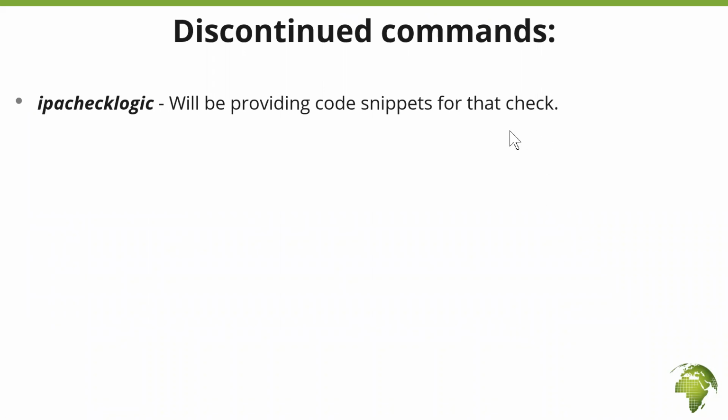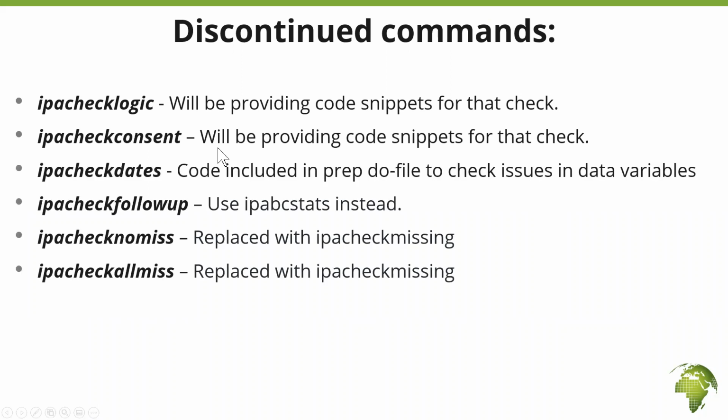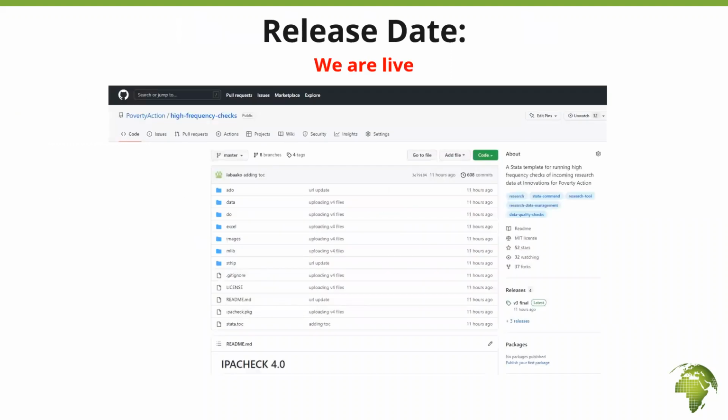Okay, we've also discontinued some commands. We will provide code snippets for these discontinued commands: ipacheck logic, ipacheck consent, and ipacheck dates. For ipacheck dates, we've included some code in the prep do file to check critical issues that may come with the dates. ipacheck followup is also discontinued, since ipabcstats can basically do what it was doing. nomiss and allmiss have been combined into ipacheck missing. ipacheck imports is no longer necessary, so that has also been discontinued.